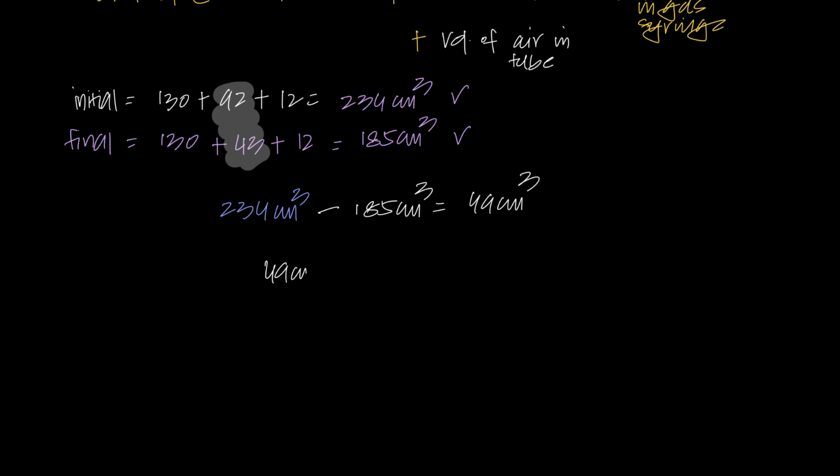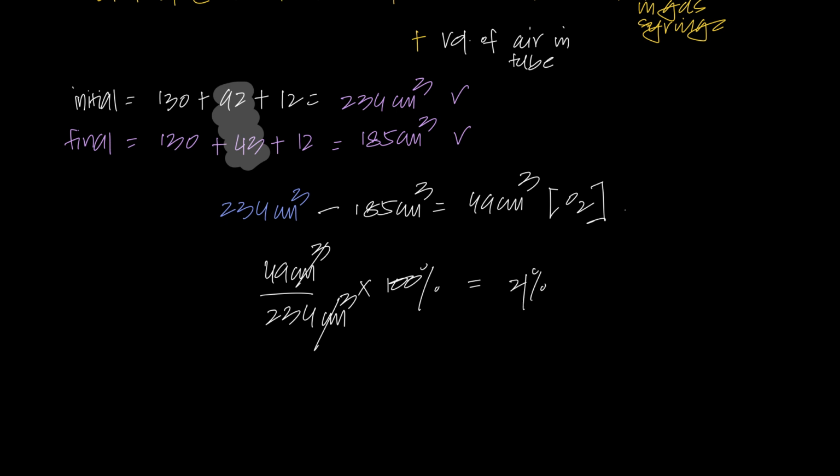And then you calculate the percentage. So 49 cm cube is obviously the volume of oxygen that's been consumed, or used up. So 49 divided by the initial volume, which is 234. I'm just calculating percentage, right? Multiplied by 100%. So cm cube cancels out. 49 divided by 234 multiplied by 100 gives me 21%. So that's another technique to find out the percentage of oxygen by using the rusting of iron.